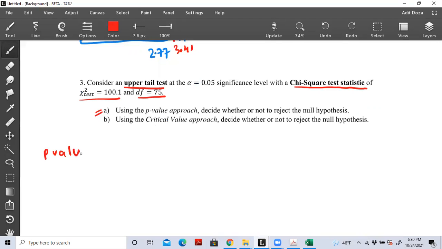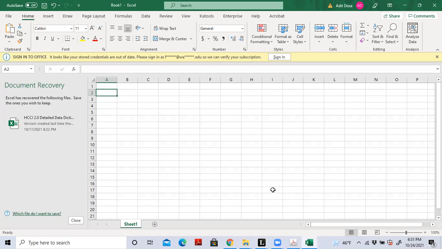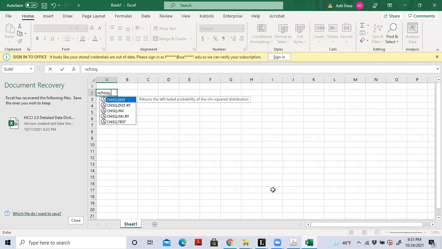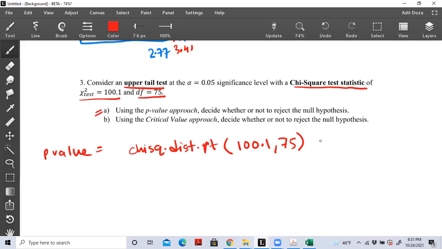So Ying, what would be the formula? The p-value approach, the first one, with the test statistic 100. So it should be RT, right? Dot RT, yeah. Then 100, comma 75. I don't have to write true because it's an upper tail test. So CHISQ.DIST.RT, 100, 75. What is the p-value here?